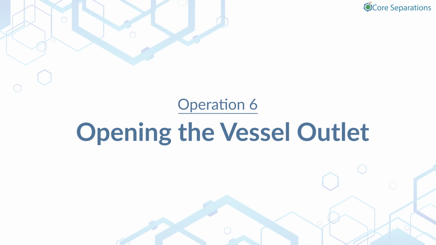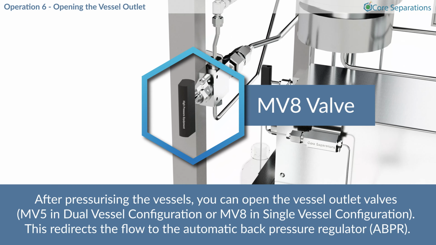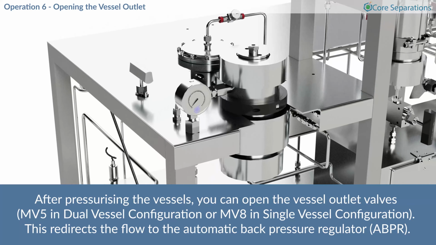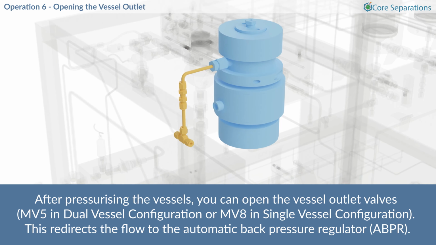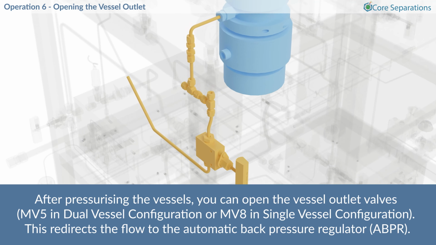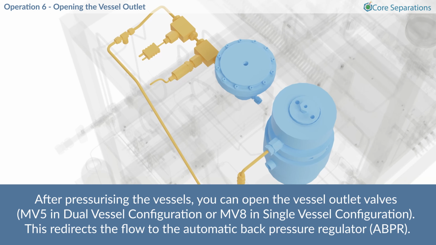Operation 6. Opening the vessel outlet. After pressurizing the vessels, you can open the vessel outlet valves, MV5 in dual vessel configuration or MV8 in single vessel configuration. This redirects the flow to the ABPR, automatic back pressure regulator.